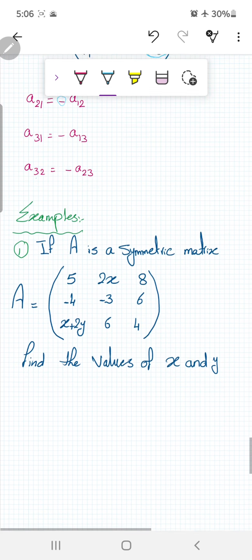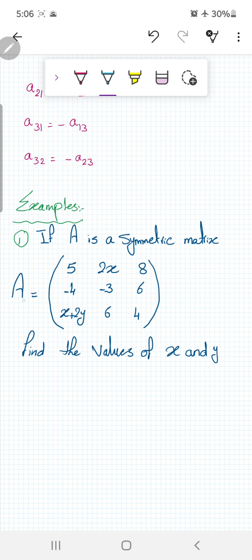Let's take some examples. If A is a symmetric matrix, find the value of x and y. Here we have two methods. Since it is a symmetric matrix, get A transpose and let A equals A transpose. Two matrices are equal and their corresponding elements are equal to get the unknown. Or determine the main diagonal, and as we said, here we have 2x equals negative 4, 2x plus y equals 8 and 6 equals 6. Okay, and this is much easier.